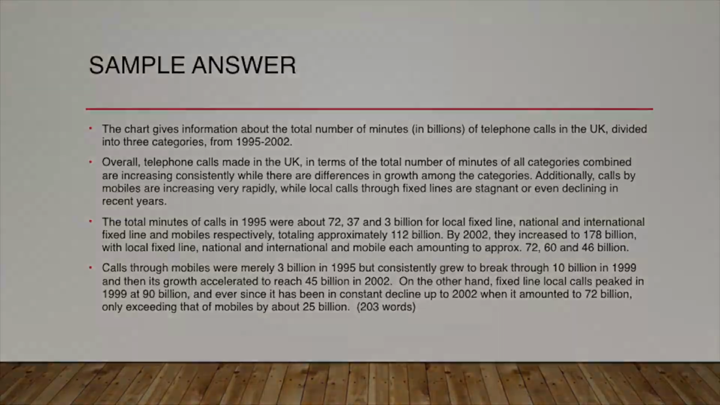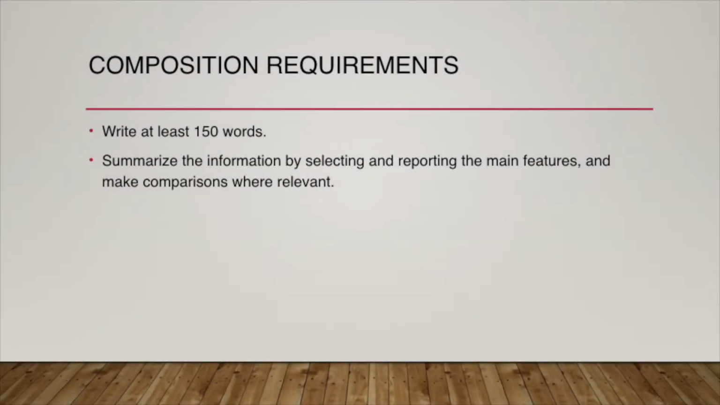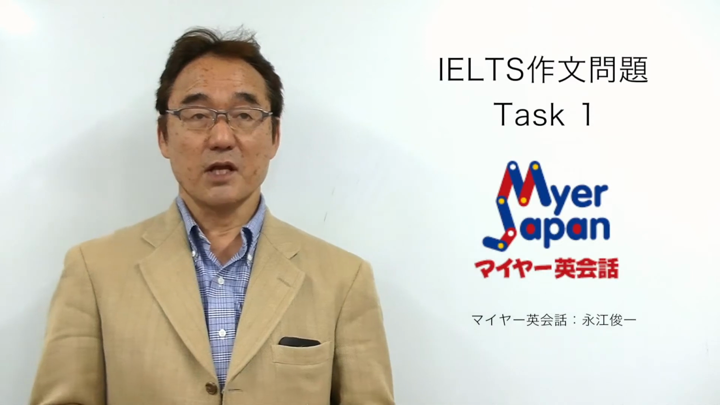203 words. Composition requirements. Let's discuss the composition requirements first. You must write an essay in 150 words or more. Your writing must 1. Summarize the information by selecting and reporting the main features, and 2. Make comparisons where relevant.